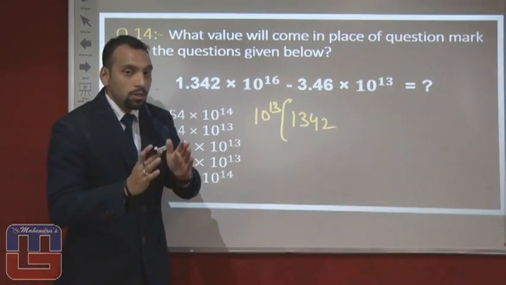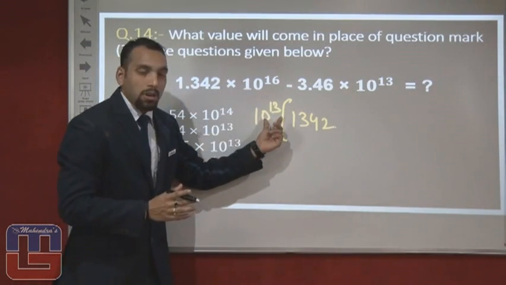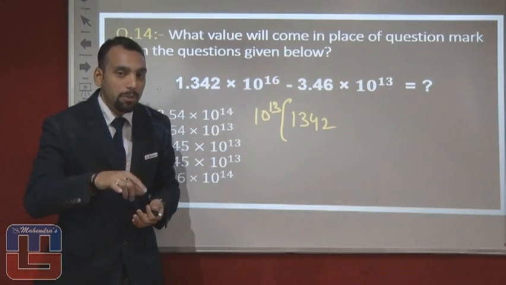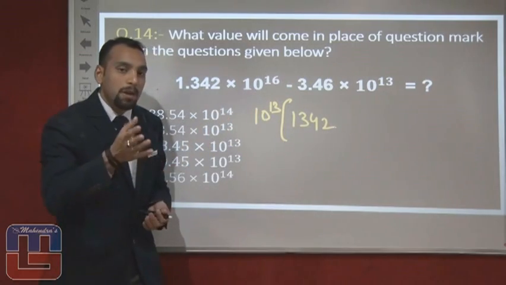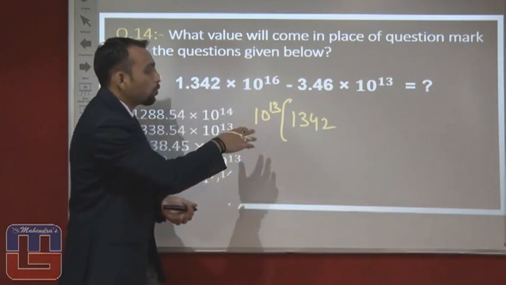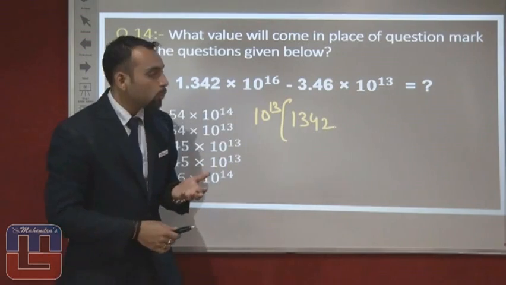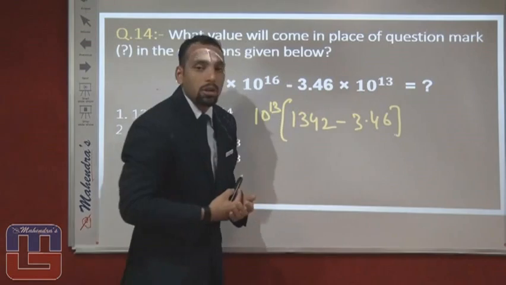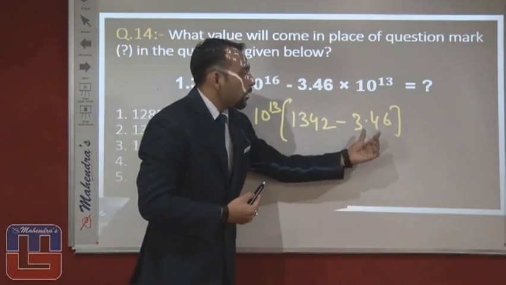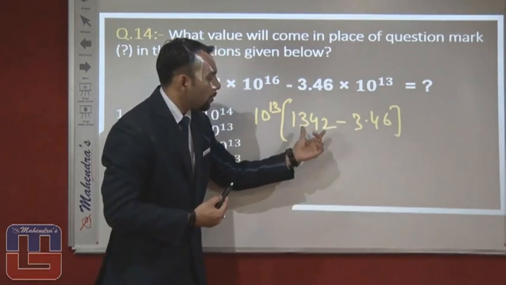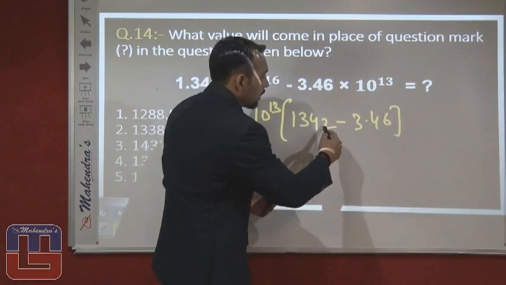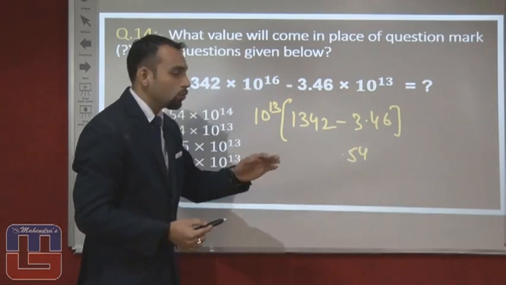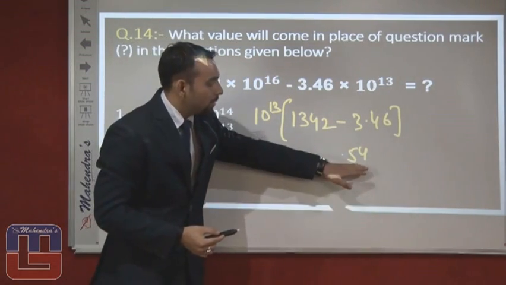All right. Now see again, 10 to the power 13 we have taken. Here 10 to the power 3 will remain. So if you multiply 10 to the power 3 by 1.342, it will be equal to 1342, and here will be equal to 3.46. All right. Now 3.46 you have to subtract from 1342. Now subtract 10 minus 6 is 4, and this is 0.54. Now see the options, which option has the last digits 0.54.